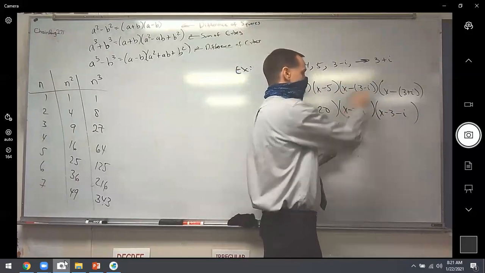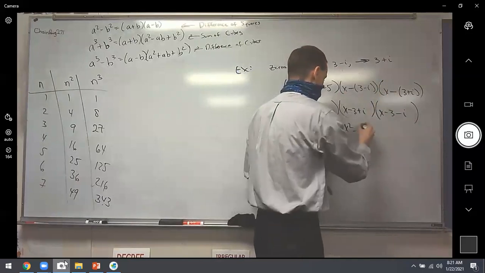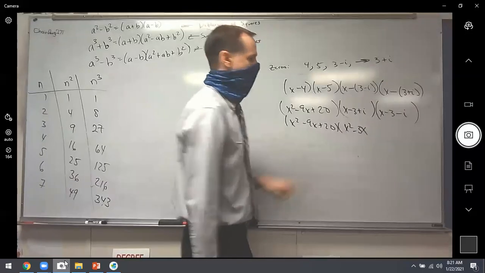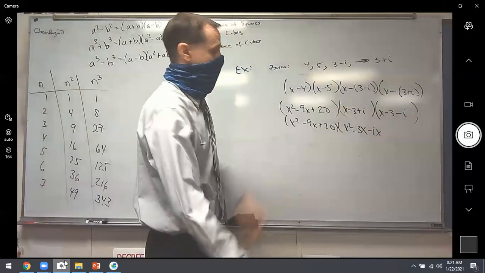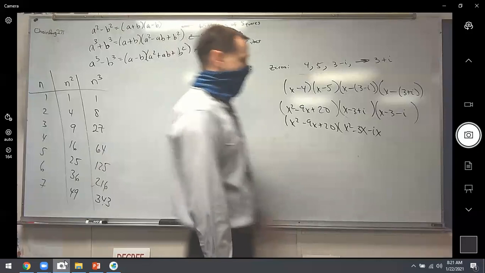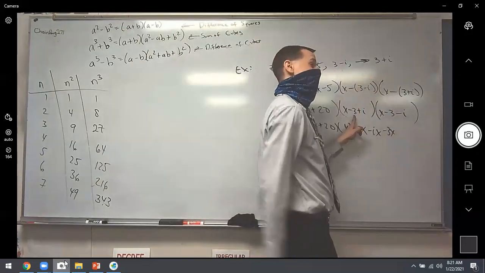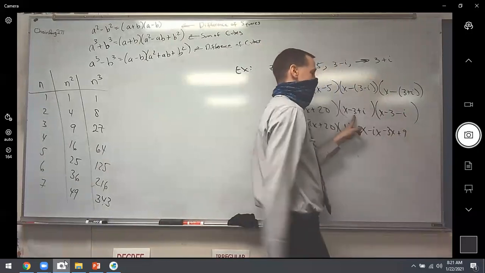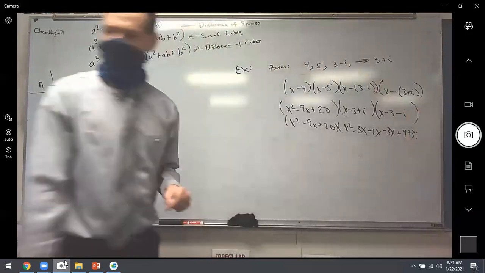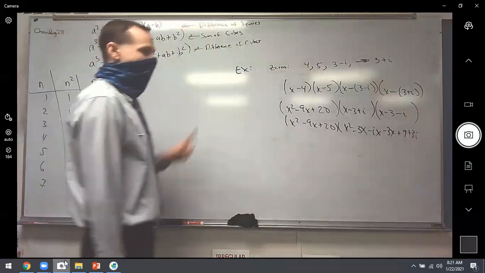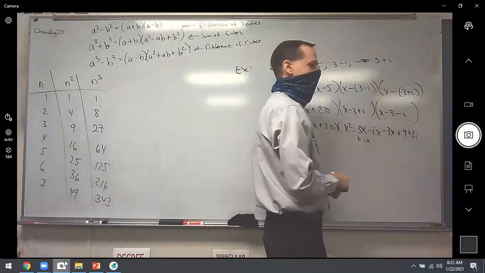Lots of distributing to do. x times x is x squared. x times negative 3, negative 3x. And x times negative i, well, it's negative ix. Moving on to the negative 3. Negative 3 times x is negative 3x. Negative 3 times negative 3 is positive 9. And negative 3 times negative i is positive 3i.